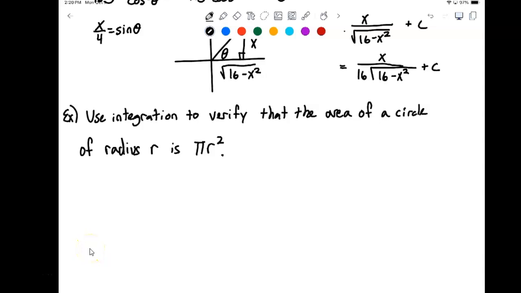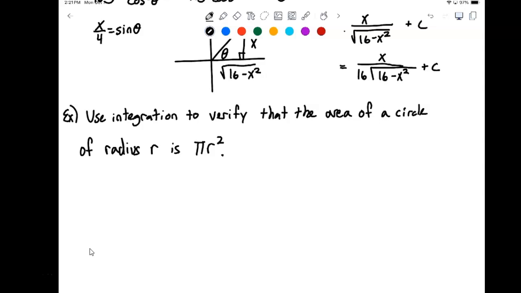Okay, so in this problem we're asked to use integration to verify that the area of a circle of radius r actually is pi r squared. In other words, we want to derive the area formula for a circle, right? We've been told for a very long time that the area is pi r squared. But did you ever think to ask, why is it that? And who knows that it's pi r squared? We just kind of accept that it is. Well, now we can actually find it, compute it, using calculus. In fact, integration with trig substitution.